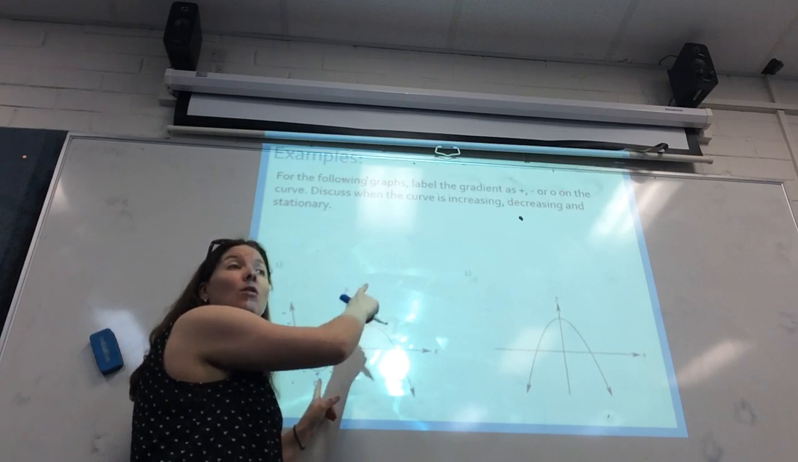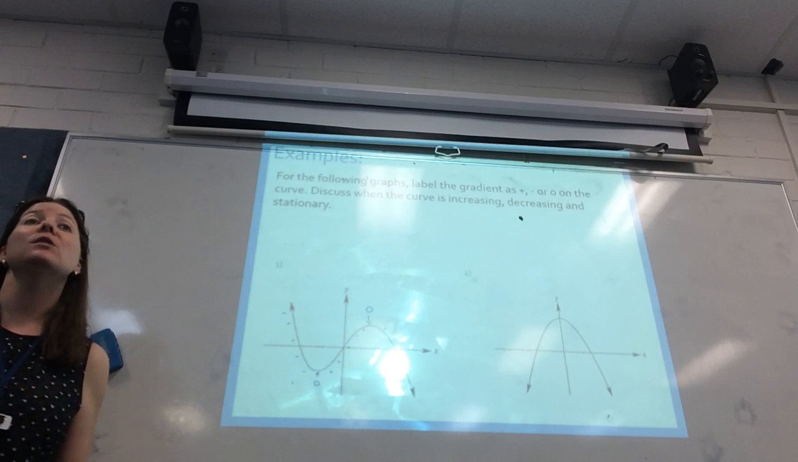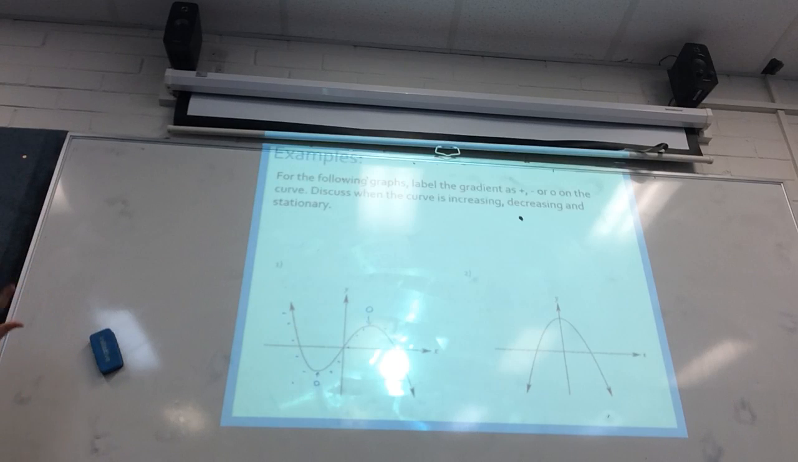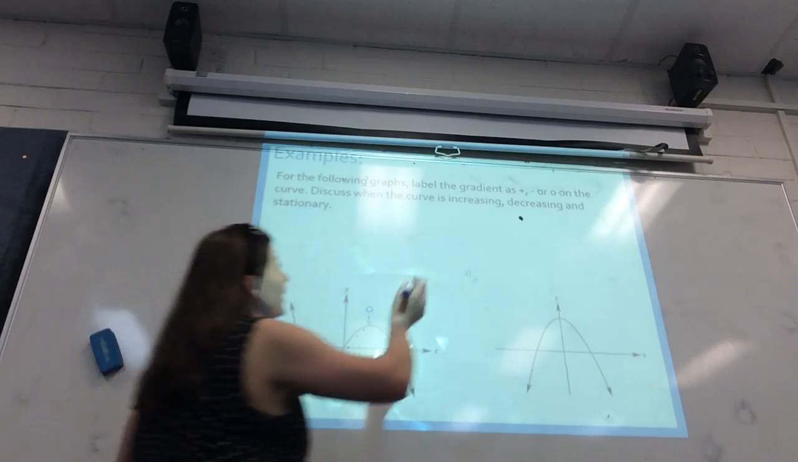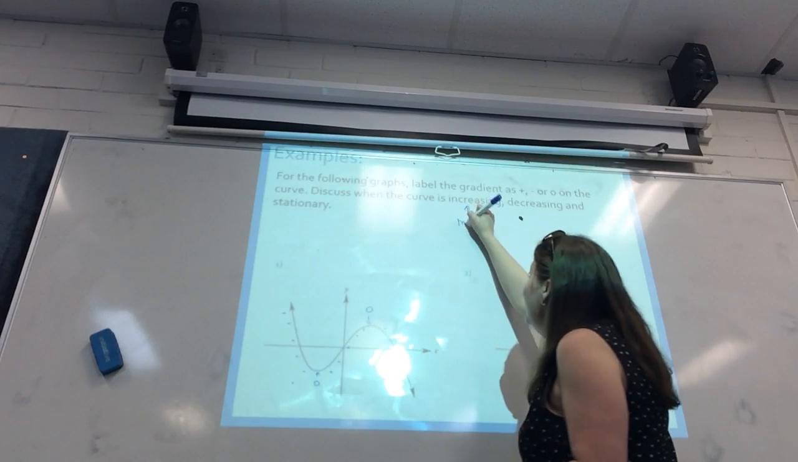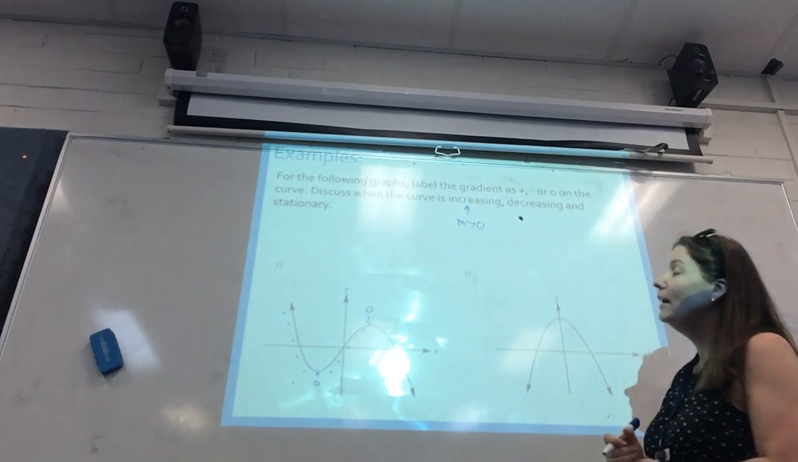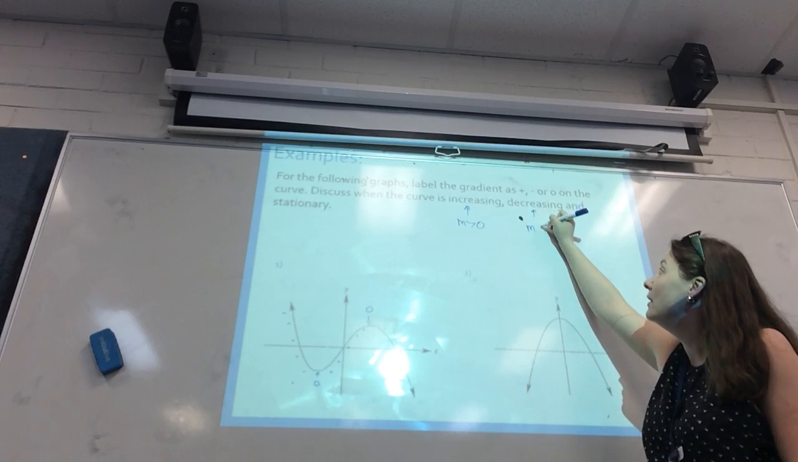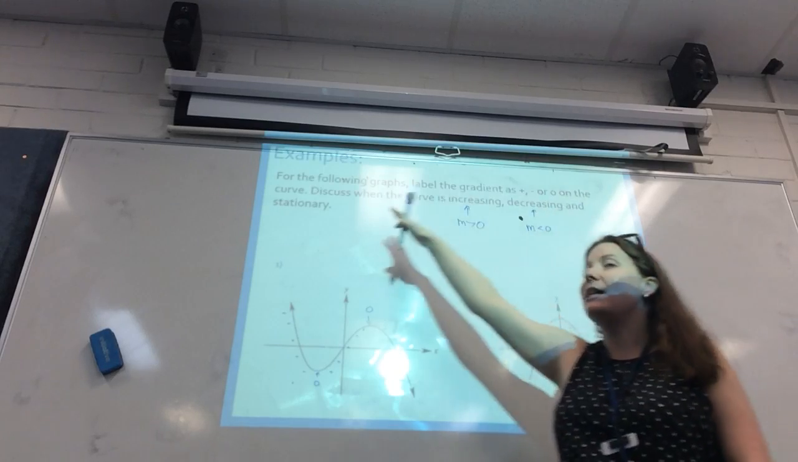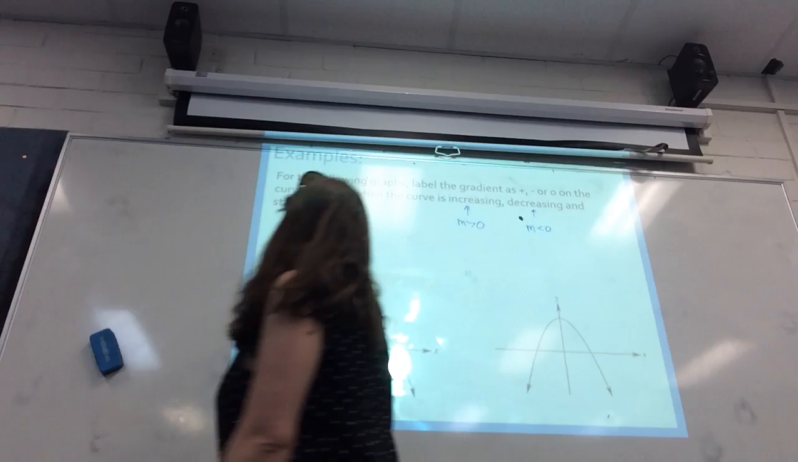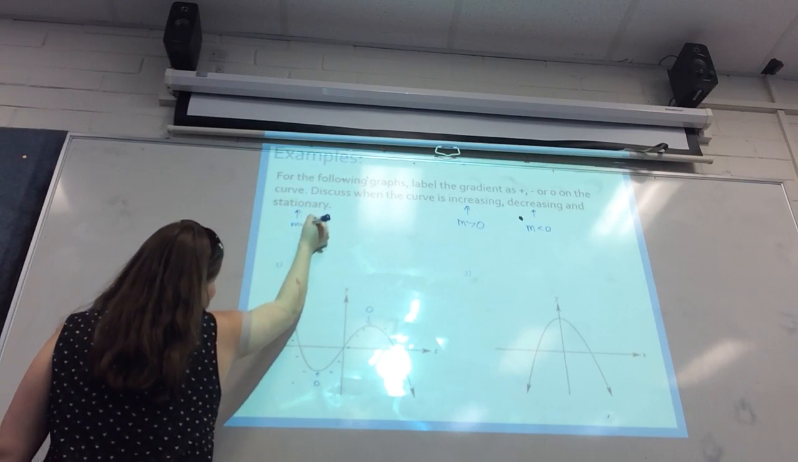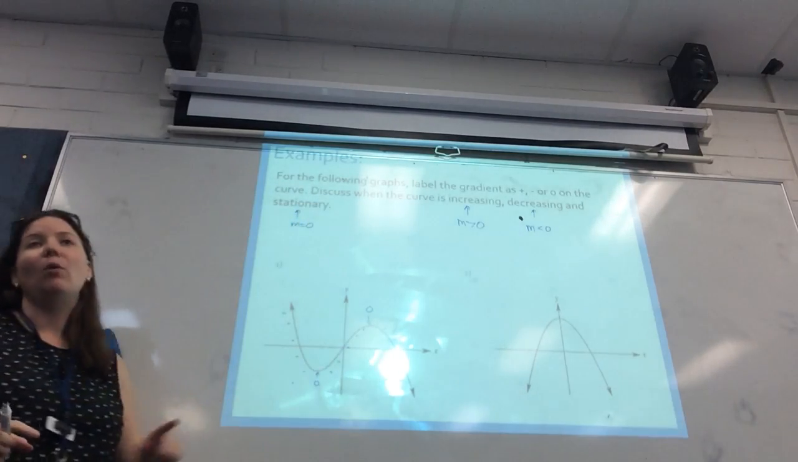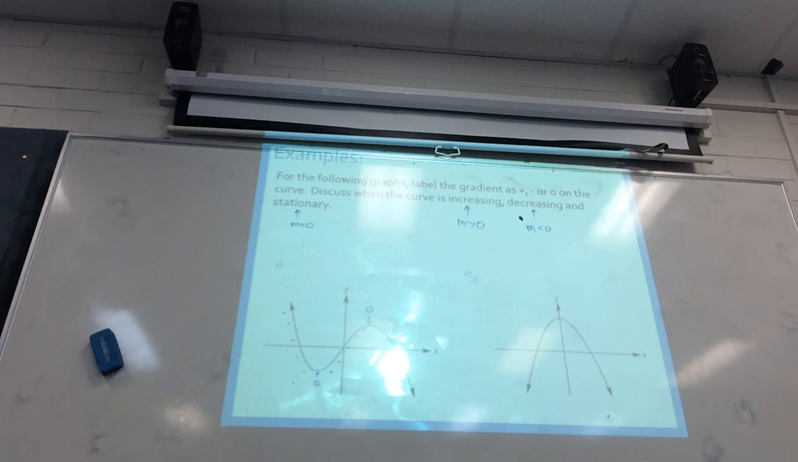How did you know it's increasing then? Because it's going up, so the gradient is positive. Increasing is when the gradient is positive, decreasing is when the gradient is negative, and stationary is when the gradient is 0. So we call these stationary points.